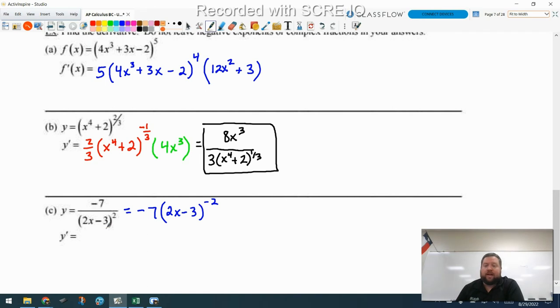All right, so multiply by -2, and you get 14 times 2x minus 3. Subtract 1 from the exponent, so we get -3. Don't forget the chain rule. We have to multiply by the derivative of the inside. Derivative of 2x is 2. All right, we have a negative exponent, so we have to deal with that. The 14 times 2 is going to stay on top. That's 28. Everything else is going to move to the bottom. 2x minus 3 cubed.